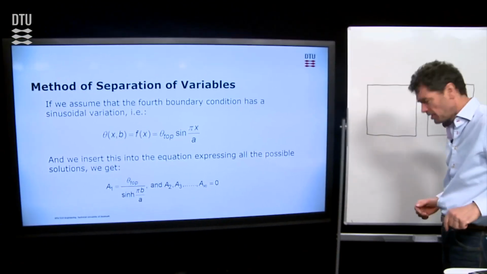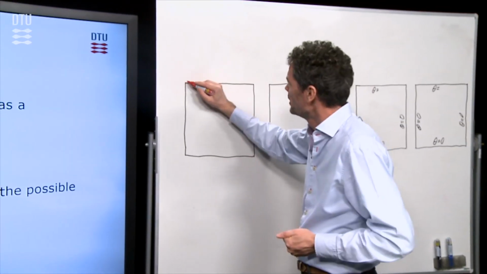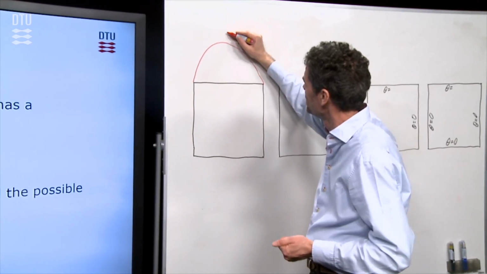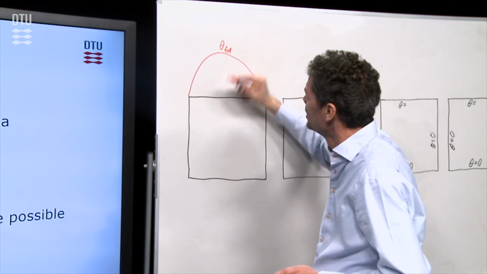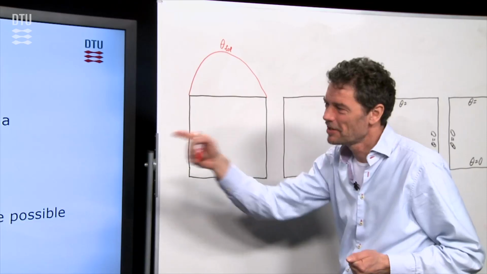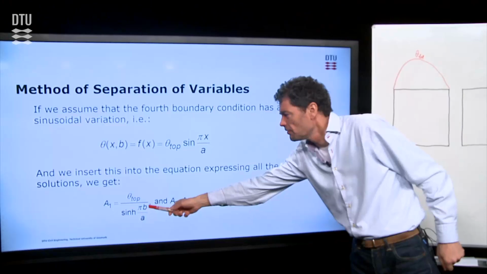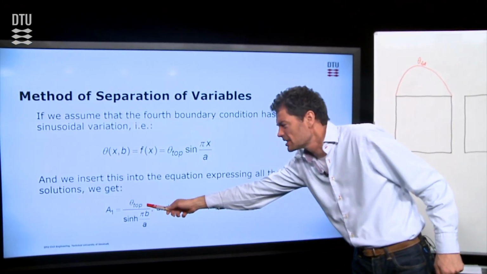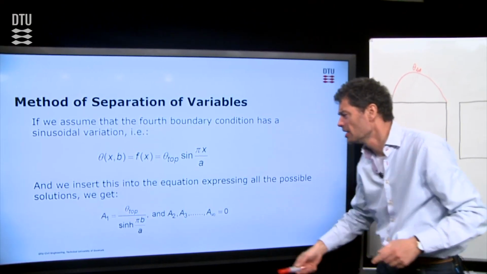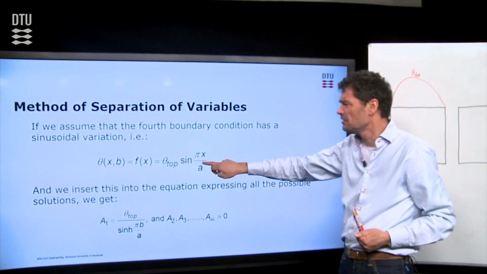And I'll just draw it over here, if the camera can follow me. If that is our calculation domain, and we have such a sine function for the temperature on the top, that would be the top temperature, and that should illustrate a sine function as well as I could draw it. That would be a solution that very easily fits into this. And then we should insert, for A1, this theta top divided by the hyperbolic sine function, as we saw from the equation on the slide just before. And all other coefficients should be 0. But that's because we drew such a sine function here.